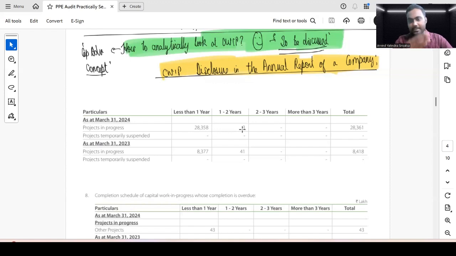Basically, when you extract the CWIP listing given by the client, you will be able to see the CWIP dates there. That is the time when the item first entered the CWIP listing, basis which you can arrive at the aging, guys. I hope you understood this.